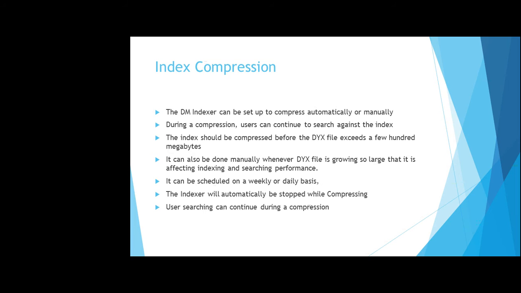So, yeah, this is just talking more about the index compression, as far as you can set it up to do manually or automatically. Obviously, I would recommend automatic. Technically, if you go look at the admin guide, it says DM administrators should monitor this, and if the DYX file gets over X size, you need to go ahead and manually do a compression, but nobody ever does that. In a perfect world, if you had time to truly monitor this, you would be able to go in and say, okay, the ref's getting too large, let me do a manual compression.